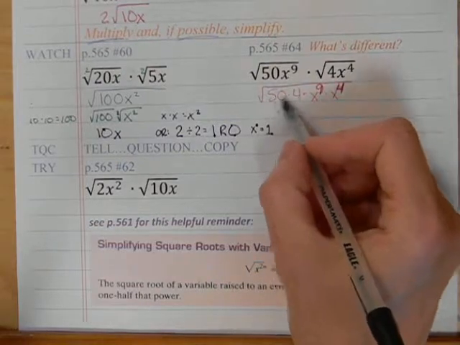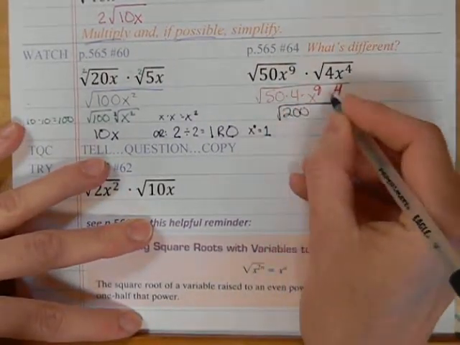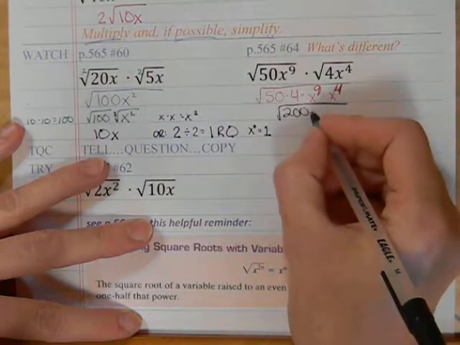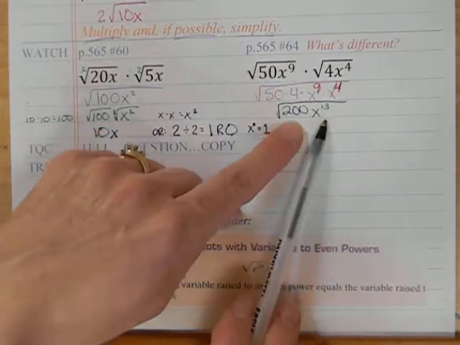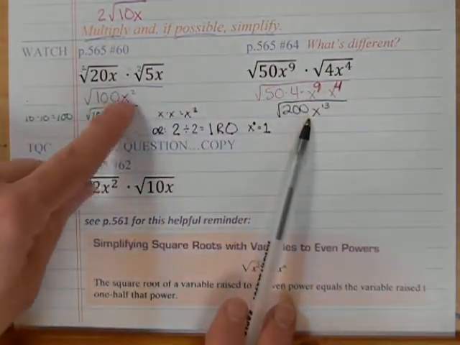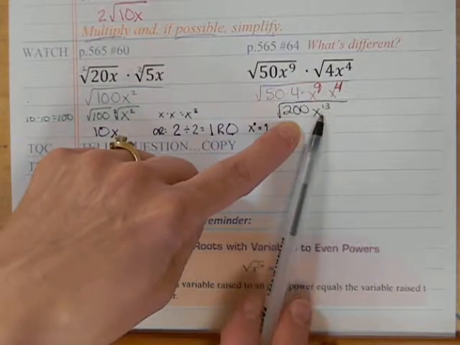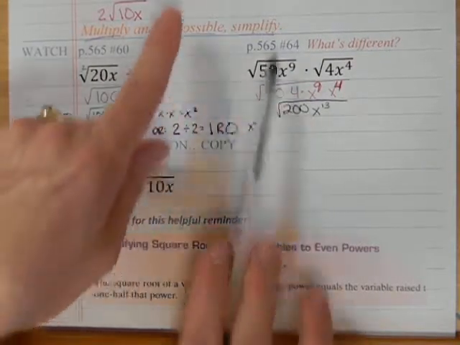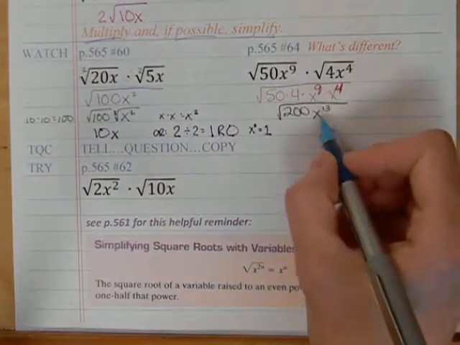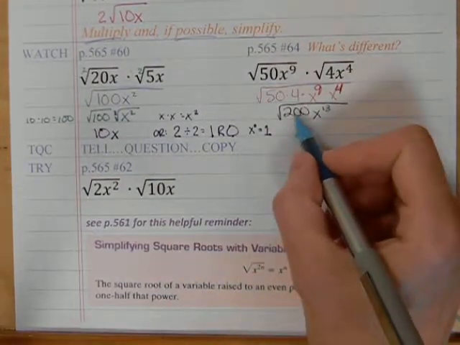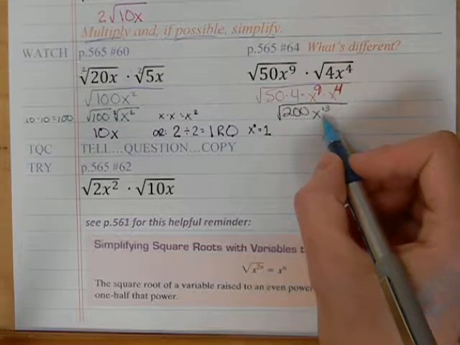So 50 times 4 is going to give you 200, and x to the 9th times x to the 4th, you add those exponents, you get x to the 13th. So what's different now is starting to show up, because before we had nice perfect squares. But now, with 200x to the 13th underneath, we're dealing with more of a situation like we were at the top of this page of notes, where we're going to deal with the variables and numbers separately still, but we're going to look to split them out into perfect squares.